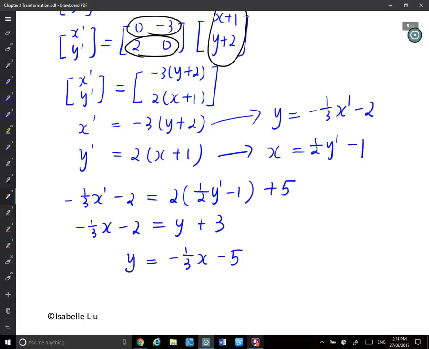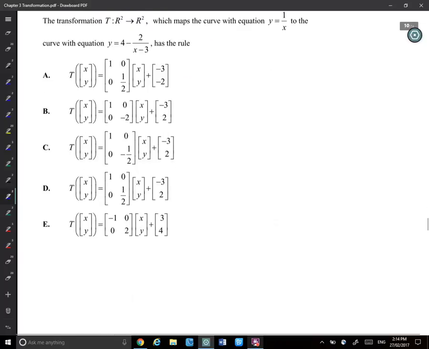Any questions so far? We'll do a really complex question for matrix in the end.